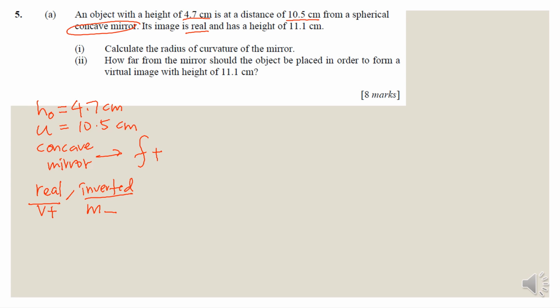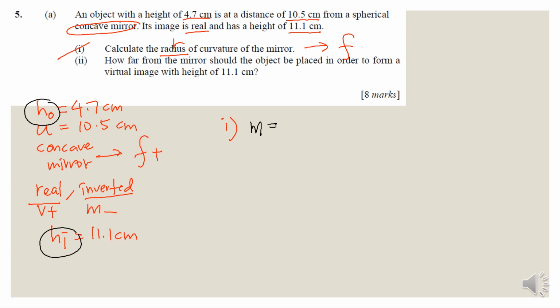Okay, and has a height of 11.1 cm. So itu adalah height image. Okay, kita jawab nombor 1. Dia tanya calculate the radius of curvature of the mirror. So untuk cari radius, kita perlu cari dia punya focal point dulu. Focal length. Okay, so kita guna dulu apa yang kita ada. Kita hanya ada high image, kita ada high object. Okay, so daripada sini high object, high image, kita guna magnification.